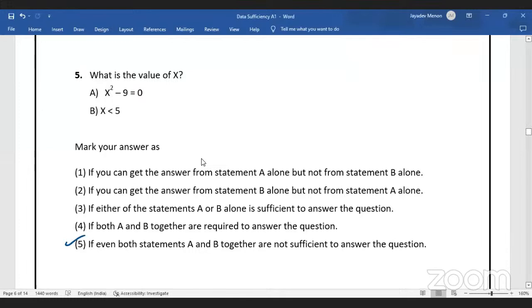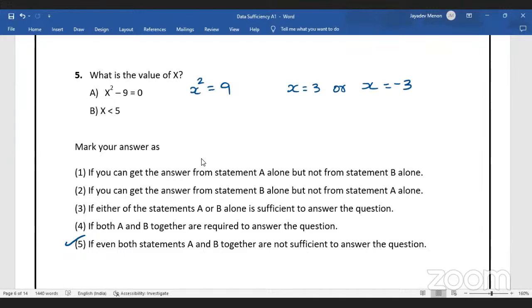The question is, what is the value of x? Statement A, x square minus 9 equal to 0. So from this we get x square equal to 9. X square equal to 9 means x can be plus 3 or x can be minus 3. So here we are getting two different answers for x. X can be 3 or x can be minus 3. So it is not possible to answer the question by using statement A alone. Answer means it should be unique. Only one answer should be there.